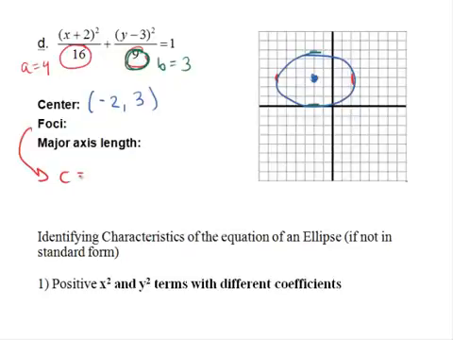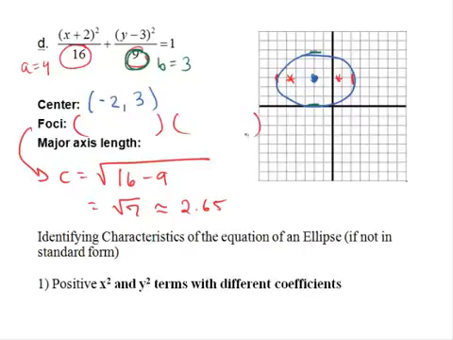Foci, C equals square root of 16 minus 9. So square root of 7, we just had that. That's like 2.65. So go out 2 and a little more units along the major axis and 2 and a little more units along the major axis. For our points, we're not changing the y's in this point. They're still at the same height. So they will have y coordinates of 3.